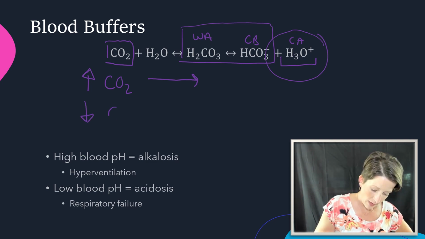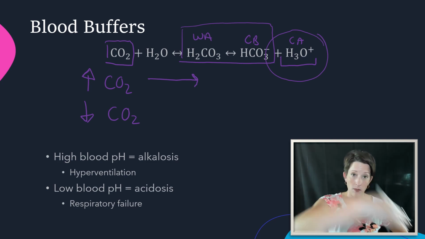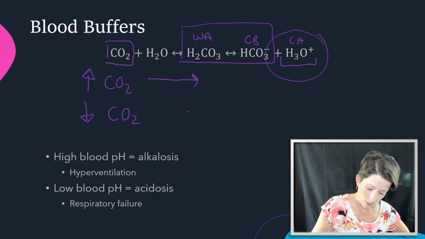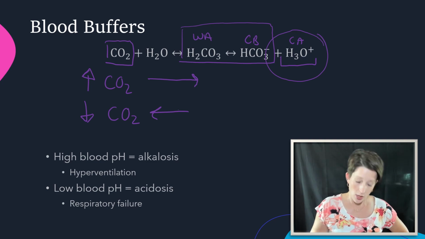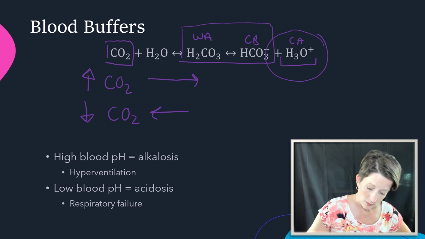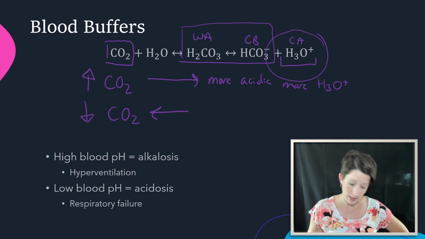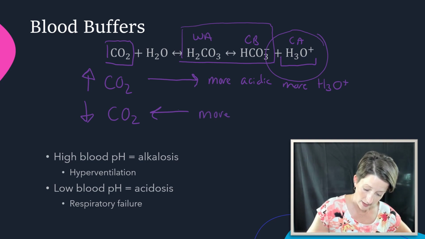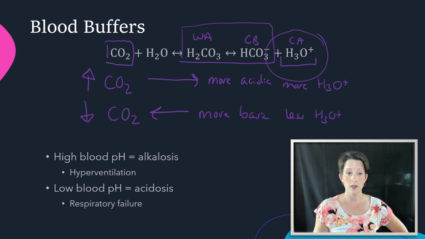If we decrease the amount of CO2, and so we remove it, it's going to then roll back towards the reactant side, so the CO2 and water, away from that acid. So as we add more CO2, we become more acidic because we're making more H3O+. As we decrease the CO2, it becomes more basic because we see less H3O+, since we're pushing it back towards the CO2 and water.